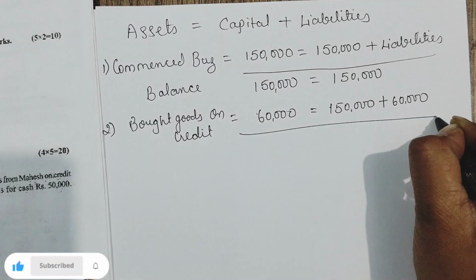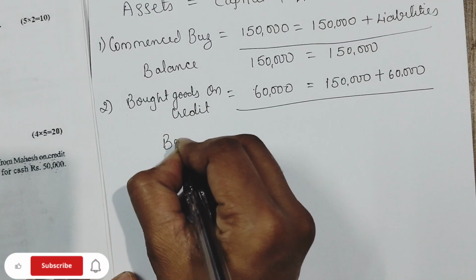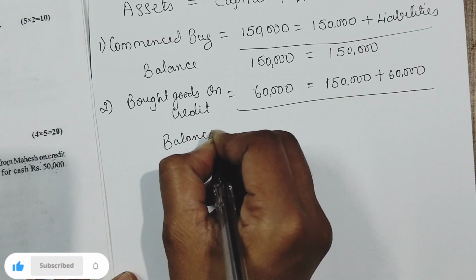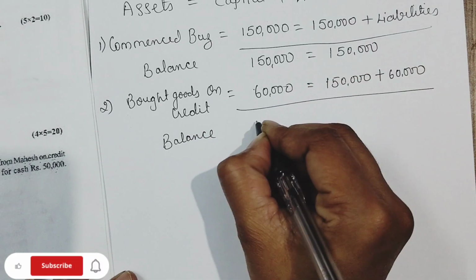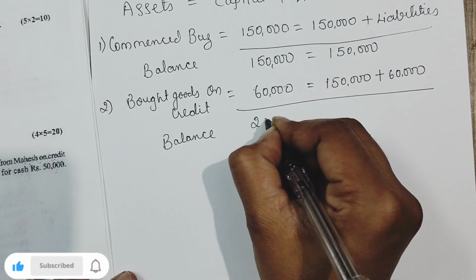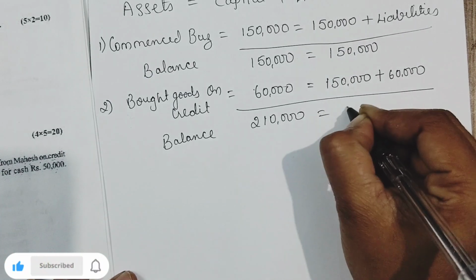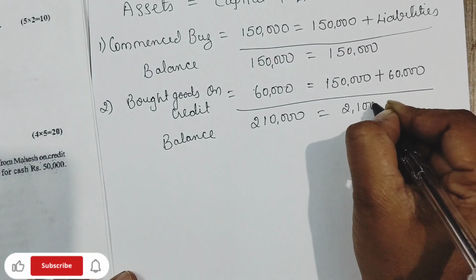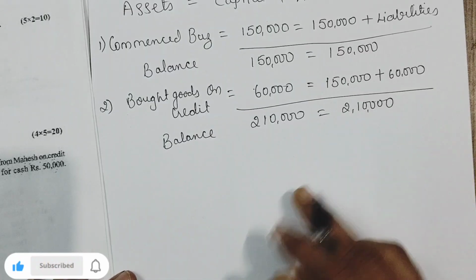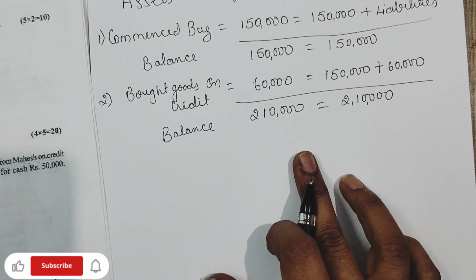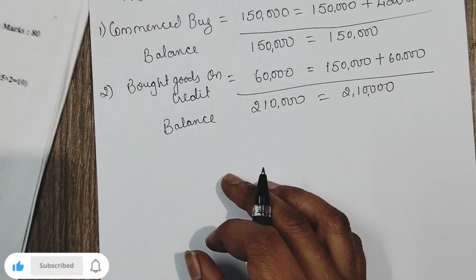Now what is the total? The balance is 1 lakh 50 plus 60, 2 lakh 10,000. Here also 2 lakh 10,000. Right? Let us solve the next transaction.